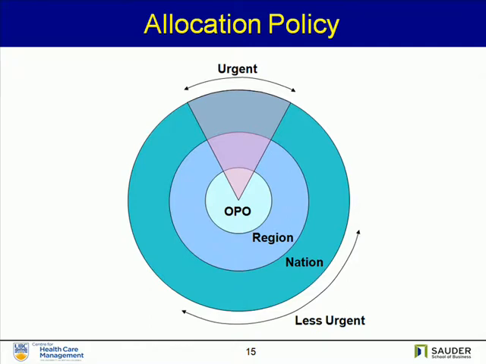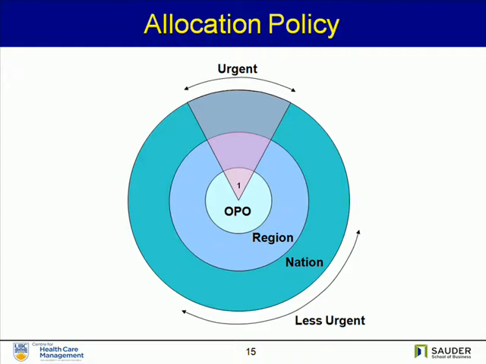So basically the way the organ allocation policy works in the US, or at least the way it worked when we modeled it, is as follows. In the purple shaded triangular region there, you have the urgent patients. And in the other part of the circle, you have less urgent patients, classified according to what's called the MELD score, or identified by different status levels. If an organ becomes available, an OPO retrieves that organ and first offers it to the most urgent patients in that OPO, in that local geographic area.